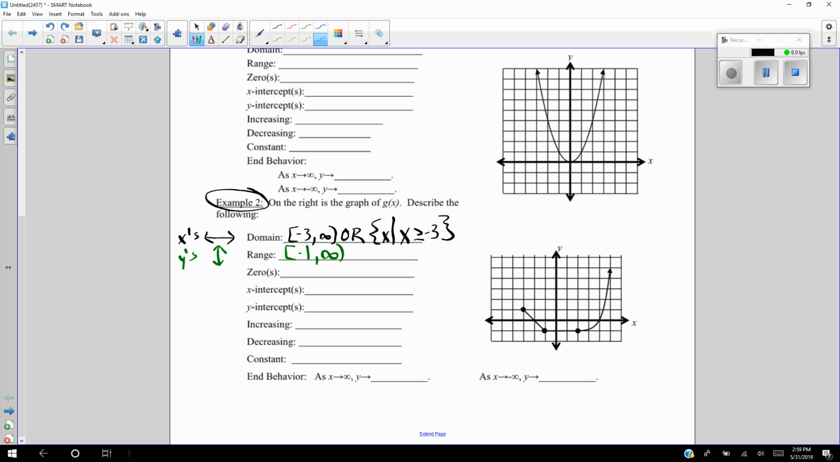All right, next we've got zeros. Remember, zeros and x-intercepts are basically interchangeable, so it's where it crosses the x-axis, and we cross the x-axis at 2 different places. So we cross once at x equals -2, and again at x equals +4.